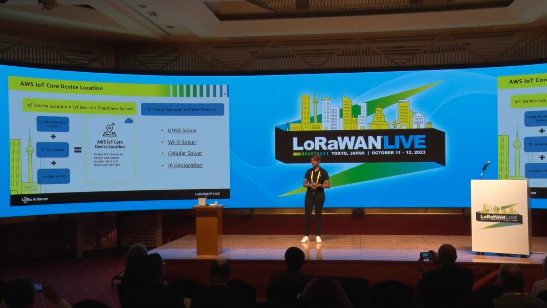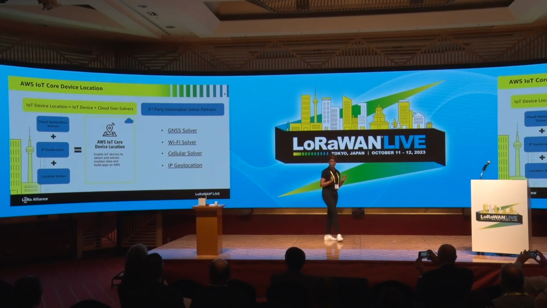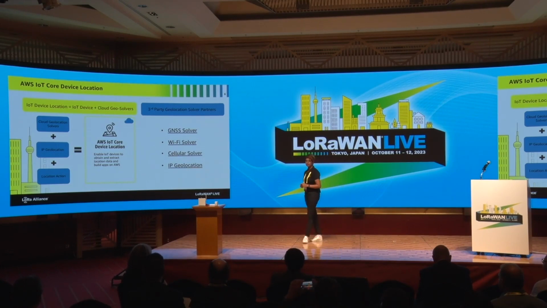When I mention decoder, as you know, any data that's coming from the LoRaWAN devices are encoded to make sure end-to-end security is in place. So here, IoT Core device location solves the location data using GNSS solver, Wi-Fi solver, cellular solver, and IP geolocation. But for the LoRaWAN devices, it's mainly GNSS solver and Wi-Fi solver. I'm going to show you in a demo how this works.